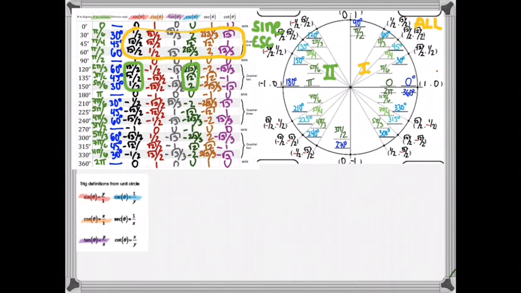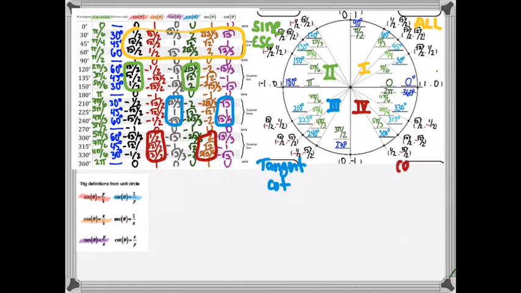Okay? In the third quadrant, which is right here, the only trigonometric ratios that are positive are going to be tangent and cotangent. So we've got tangent and then cotangent. And then finally, we're going to take a look at the fourth quadrant right here, and that is going to have just cosine and secant being positive.